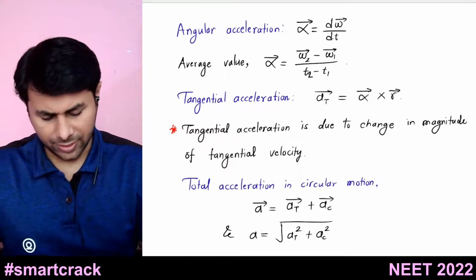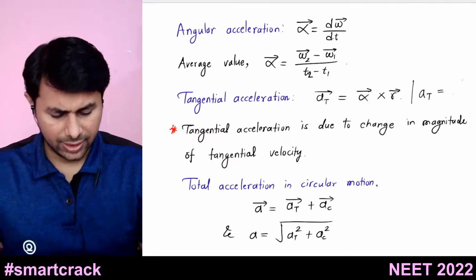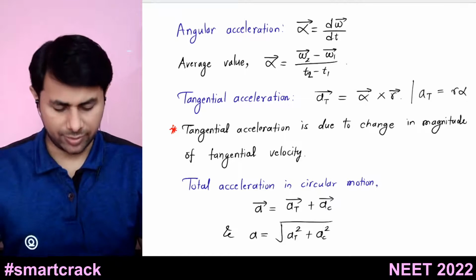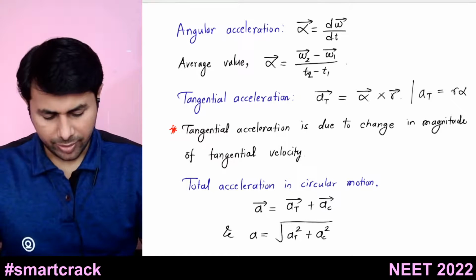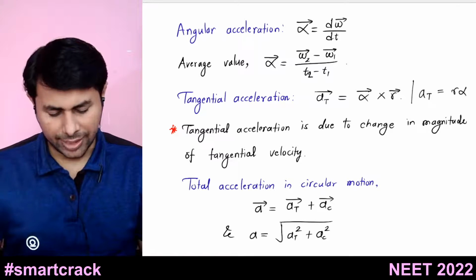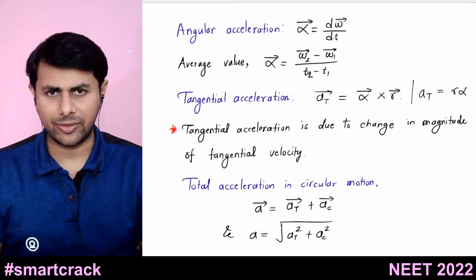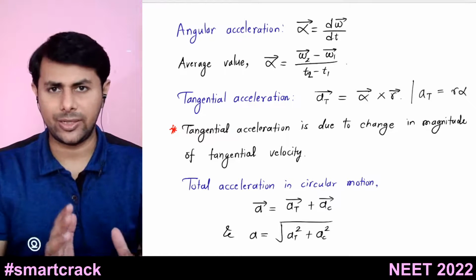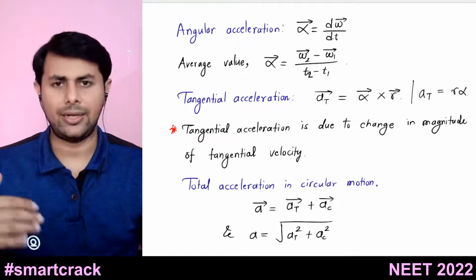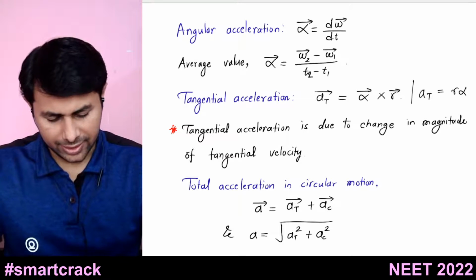Okay. And in magnitude, tangential acceleration is given by what? It is r into alpha. This is the magnitude because both are perpendicular to each other. Alpha and r are perpendicular to each other. So the magnitude of the resultant is the magnitude of one vector into the magnitude of the second vector multiplied by the sine of the angle between the two vectors. Okay, and the angle between them is 90, so sine 90 is 1, and that's why a_t is equal to what?